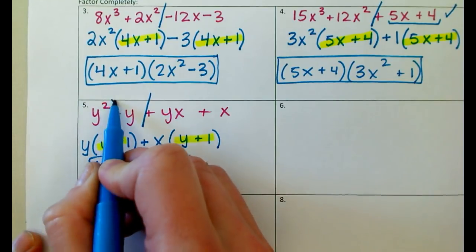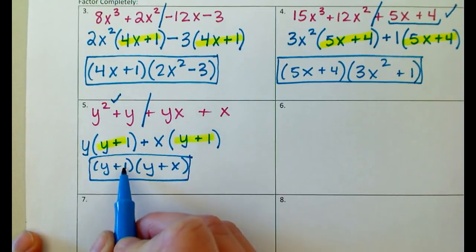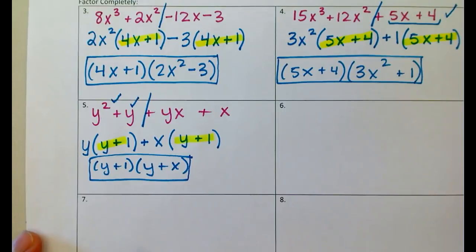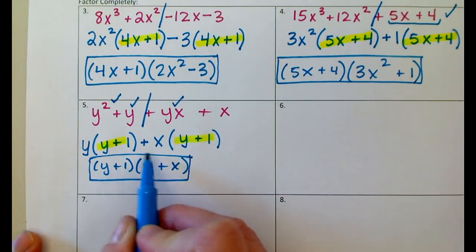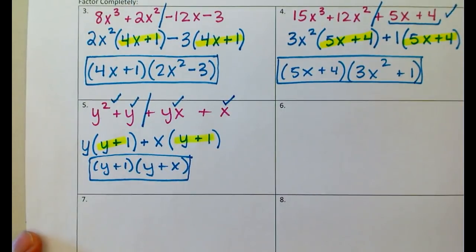Y times y is y squared. 1 times y is 1y. Y times x is this xy. And 1 times x is x.